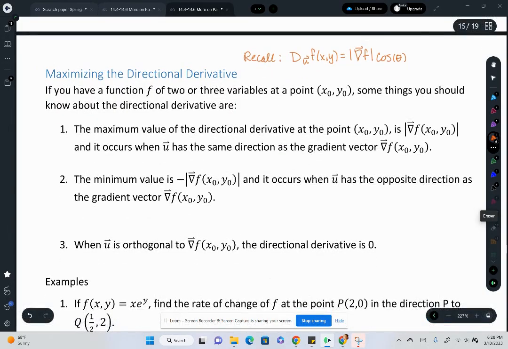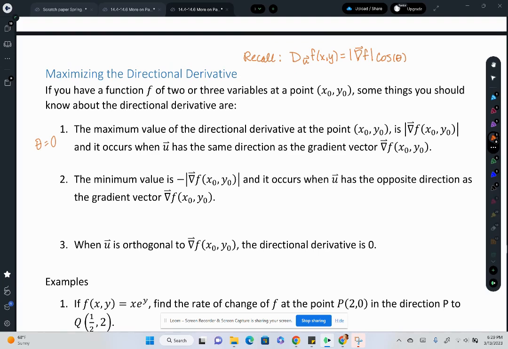Now, let's go to our 3 things. The maximum value, like the biggest value that you'll get of a directional derivative at a point, is just the magnitude of the gradient vector. That's it. This happens when u has the same direction as the gradient vector. Let's think about that. If u and the gradient vector have the exact same direction, that means they're parallel, and that also means that the value of theta between them is 0. So the directional derivative would just be the magnitude of the gradient vector times cosine of 0, which is 1. I'm going to keep coming back to this recall function up here.